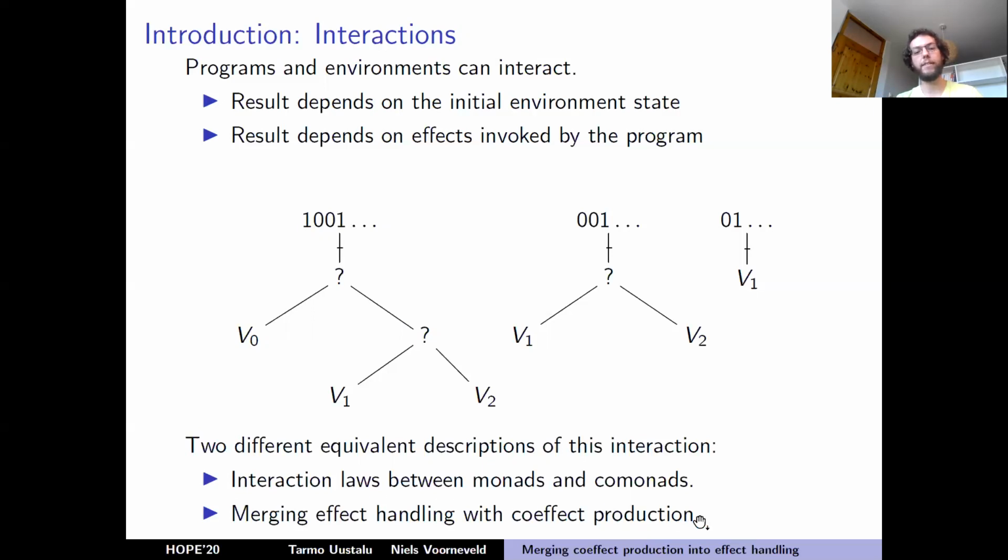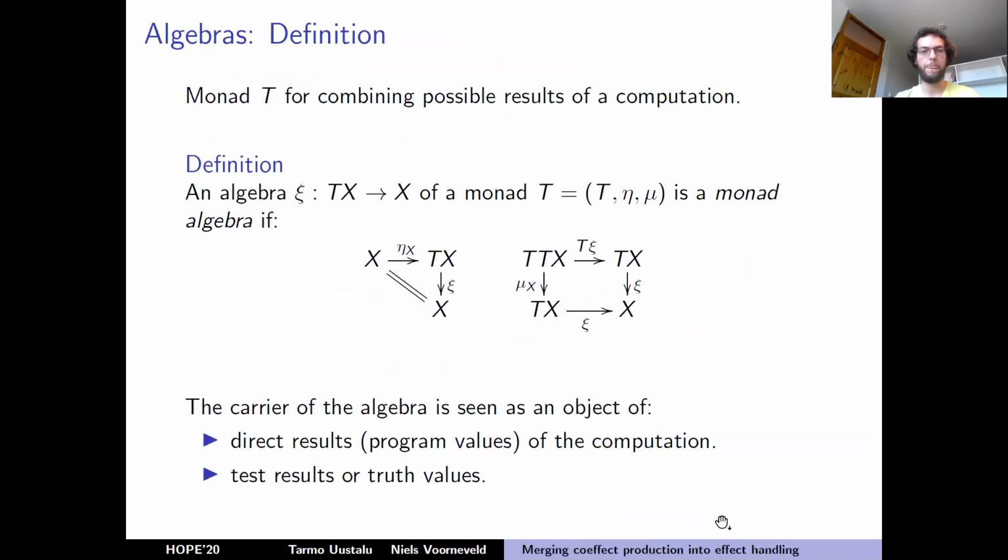And in fact, when we look at this way of combining, this merging of coeffect production into effect handling, that way of merging the two gives us an equivalent way of describing interactions between monads and comonads, program and environment. So let us zoom into the particular situation that we looked at. So first of all, what do I mean by effect handling?